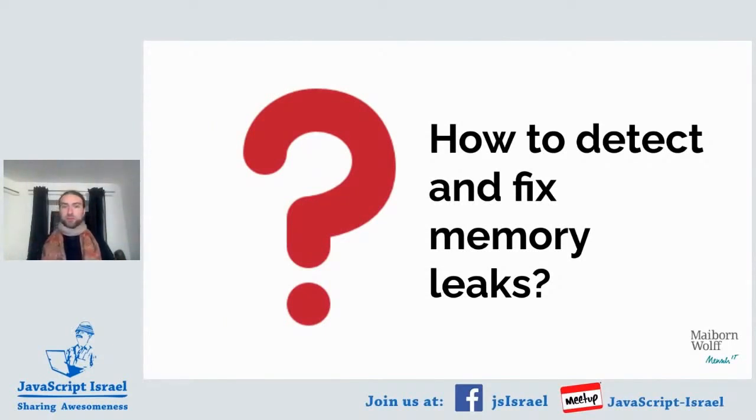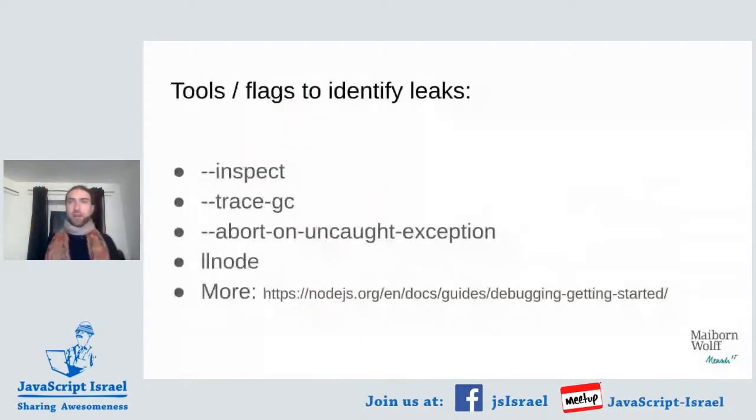Now let's get to the most important and interesting part. How shall we actually detect and fix those memory leaks? Well, we have a couple of tools and flags in Node.js that will help you identify those. The most important part is the inspect flag. You can then connect, for example, the DevTools with your Node environment, and you are able to inspect the memory of your process live, and also to collect so-called heap snapshots.